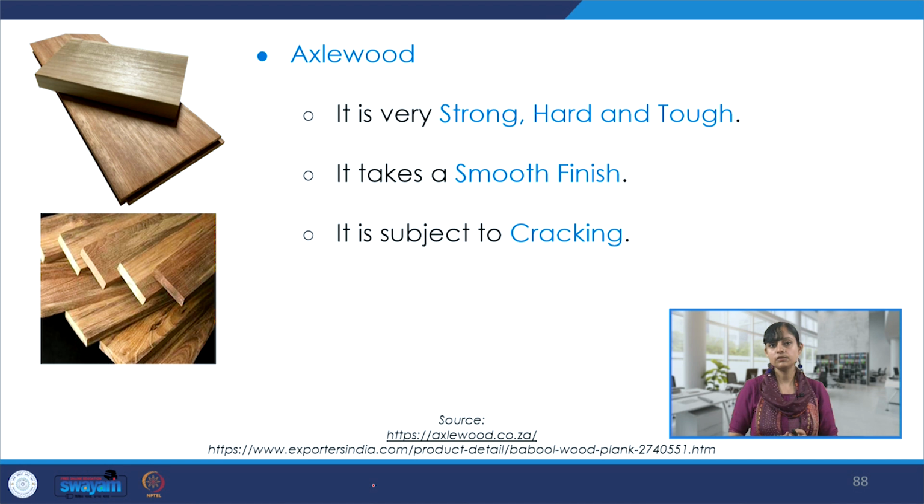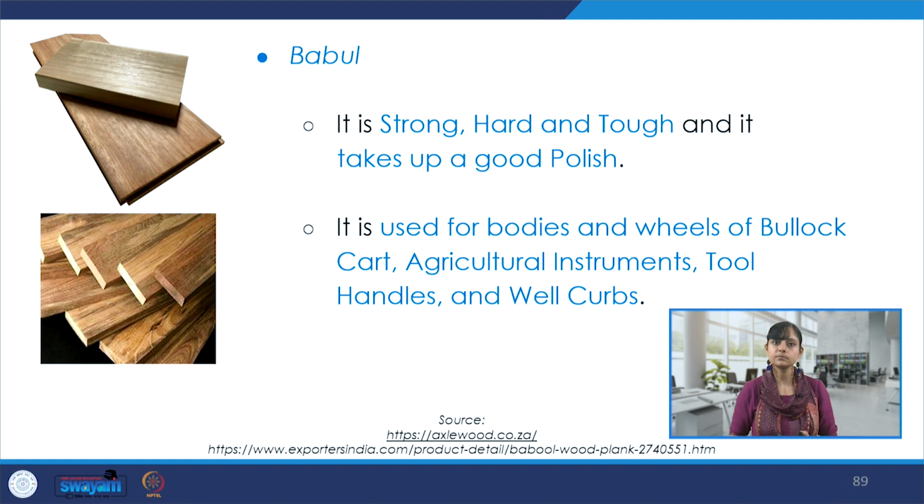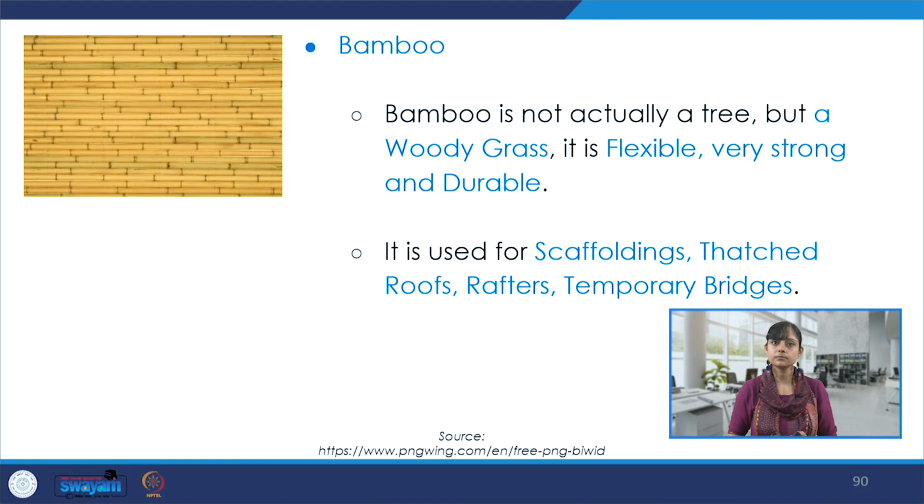There is Excel wood, which is quite strong, hard, tough. It has a smooth finish. It is subject to cracking though. There is another one which is Babool. It is also very strong, hard and tough. It takes up a good polish. It is used for bodies and wheels of bullock cart, also agricultural instruments, some kind of hardware, tools, etc.